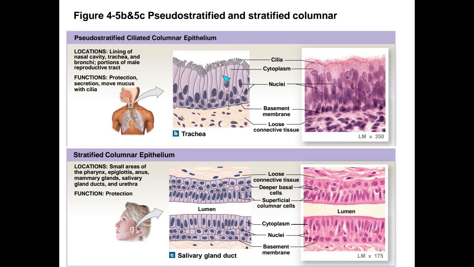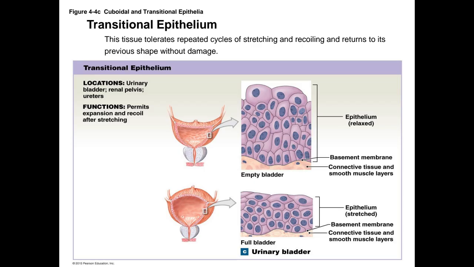Now there's another one that doesn't follow those rules as well. It doesn't follow the how many layers and shape rules. There's one other one, and we call that a transitional epithelium. To transition means to change. So you're changing from one thing to another. A transitional epithelium is a type of tissue that doesn't have a specific shape.